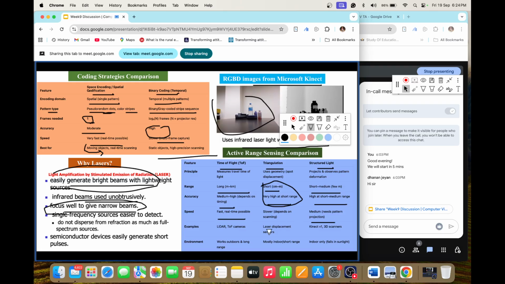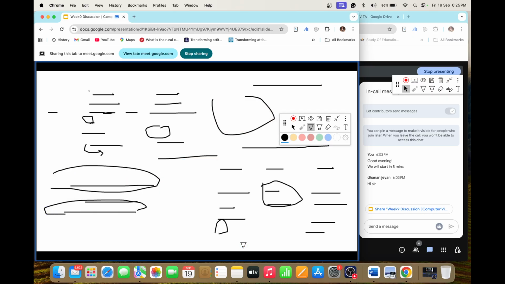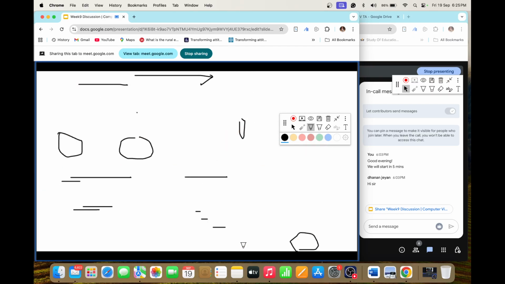And there are different examples. You can see examples of time of flight, like lidar, which I have already told you. Structured light, I have already told you, like the Microsoft Kinect, which is a structured light. And then environment and so on, you can just read.